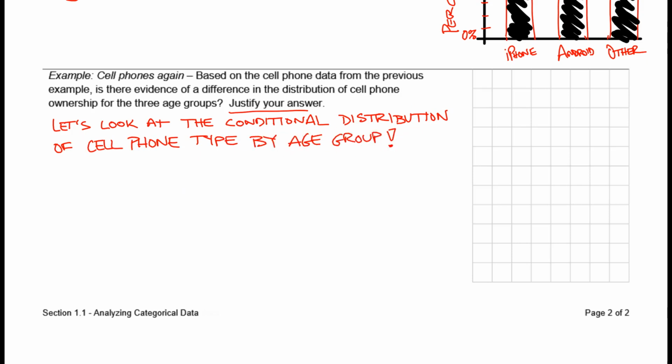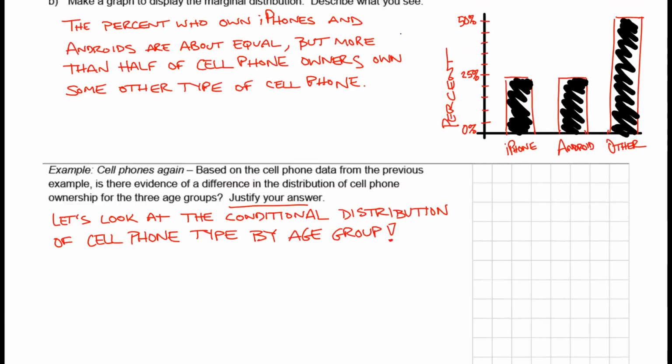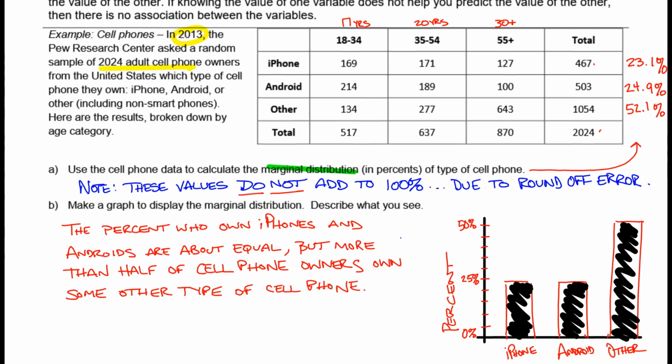So we're going to analyze the distribution by looking at a conditional distribution of cell phone type by age group. That means I'm going to look at the distribution of cell phone type for each of the different age groups, and that's going to be a conditional distribution. I'm going to look at the percents down the column. So I'm going to lock the age group and then look at the percent of iPhone users in the young group, percent of Android, percent of other, etc. And I'm going to do that for each of the different age categories.